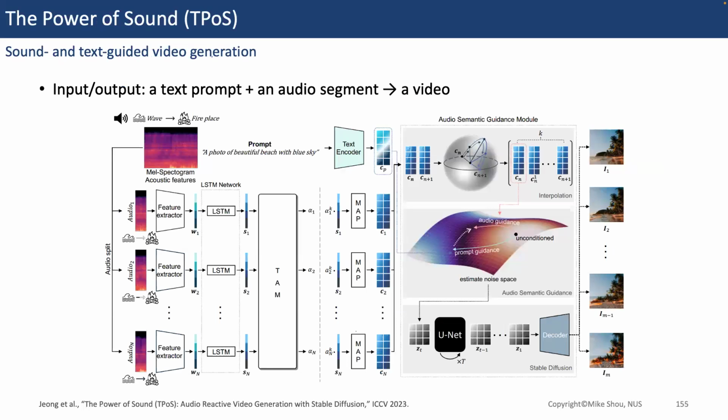And also another modality that can be used is sound. In this work, they use a text prompt together with an audio segment as a condition for video generation. For example, the text prompt might be a photo of a beautiful beach with a blue sky. Based on this prompt alone, the generated video might show a typical beach scene. However, to make it more precise, an audio segment is added as an additional condition. For instance, the video might start with the sound of waves, and then transition to the sound of a fireplace. So the additional audio information helps to refine the guided visual content, making the video more accurately relevant.